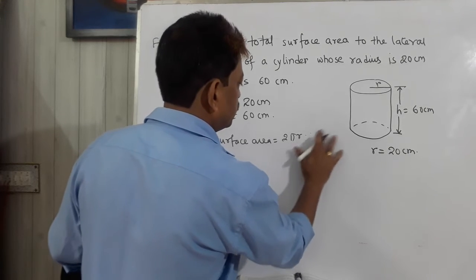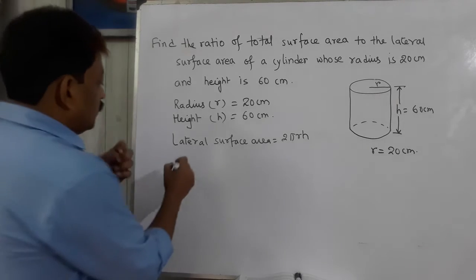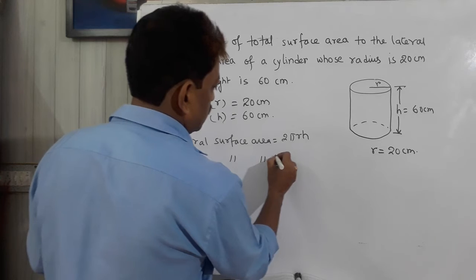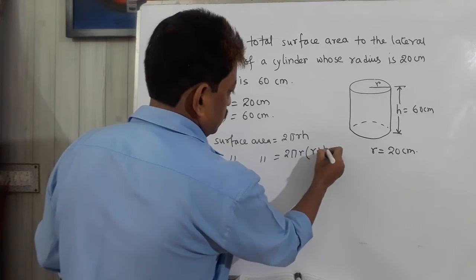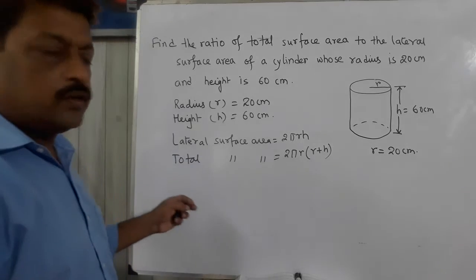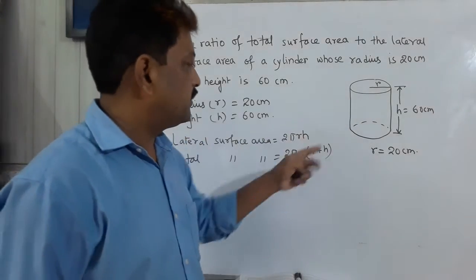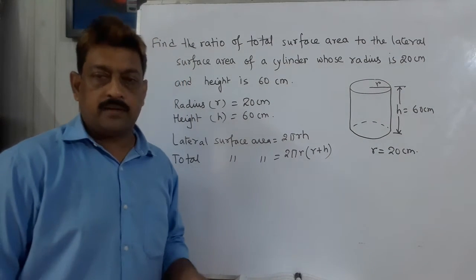Sorry, it is 2 pi r h. It is only the curved surface area. And total surface area equals 2 pi r (r plus h). We know this formula; we have done it earlier also. The lateral surface area, that is the curved surface area of a cylinder, is 2 pi r h, and the total surface area is 2 pi r (r plus h).